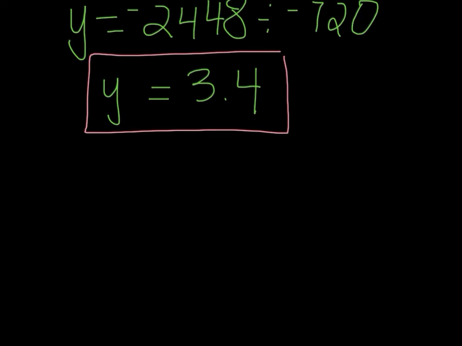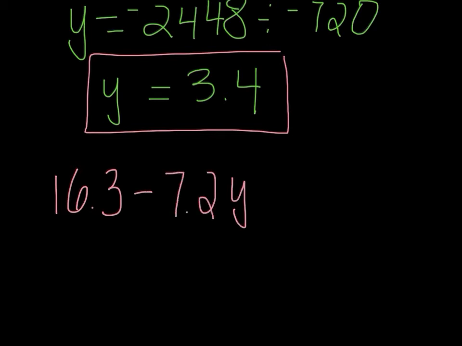So my original equation, I'm going to write that in pink, was 16.3 minus 7.2y equals negative 8 and 18/100. So I'm going to take my value of 3.4 and insert it into the equation where I have my variable.